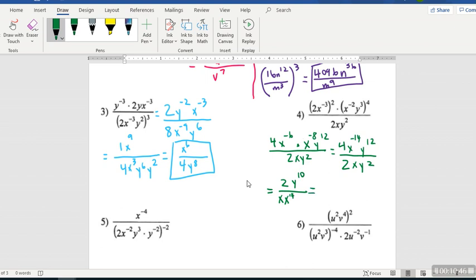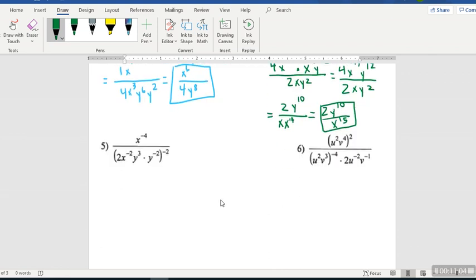One little extra step we've got to do here. So 2y to the 10th over x to the first times x to the 14th is x to the 15th. 2y to the 10th over x to the 15th.